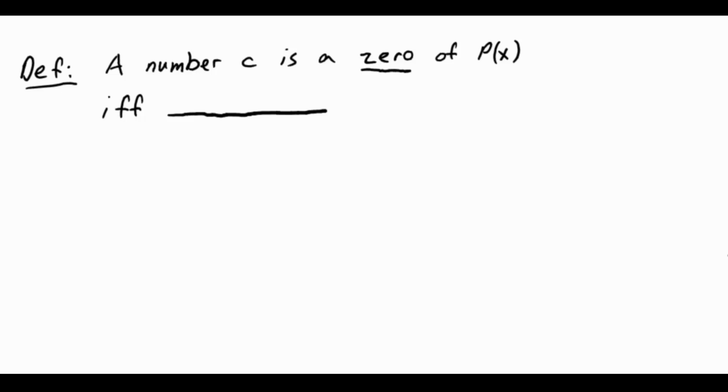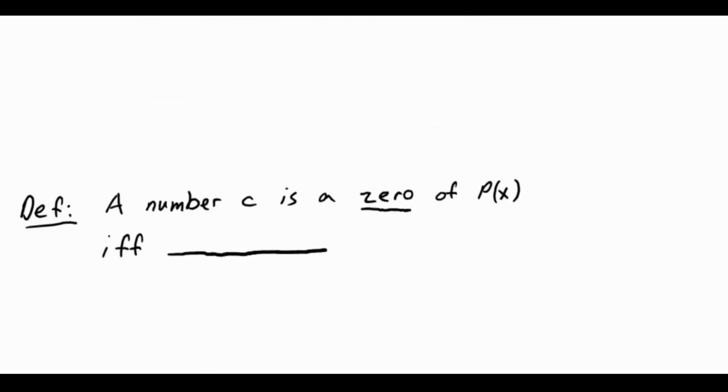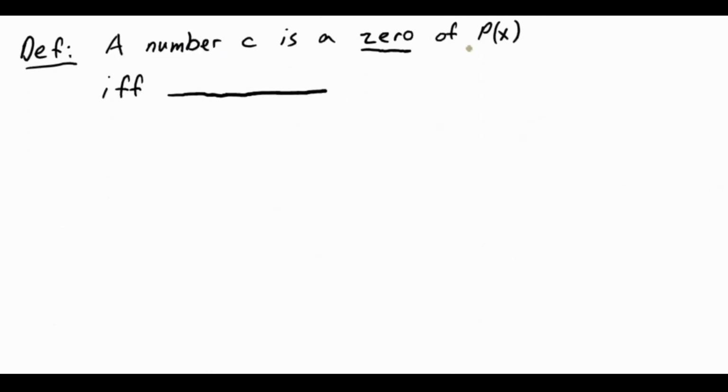So definition, the number c is a 0 of the polynomial p of x if and only if, IFF, if and only if. Okay, if you can plug it in and you get the number 0. So I'm not saying c is equal to 0. C does not have to equal 0. It could, but not necessarily. But what I am saying here is if you evaluate p of x at the number c, so symbolically you plug in c, then you get 0.